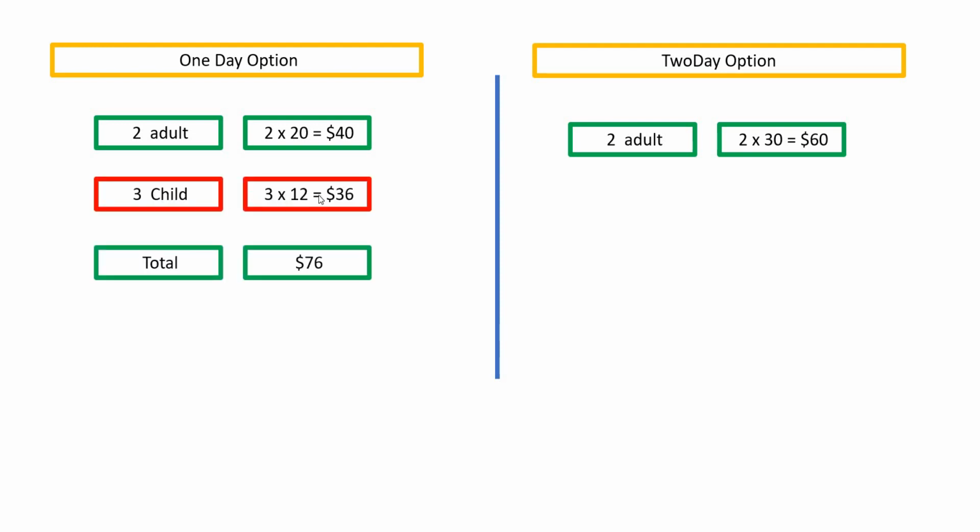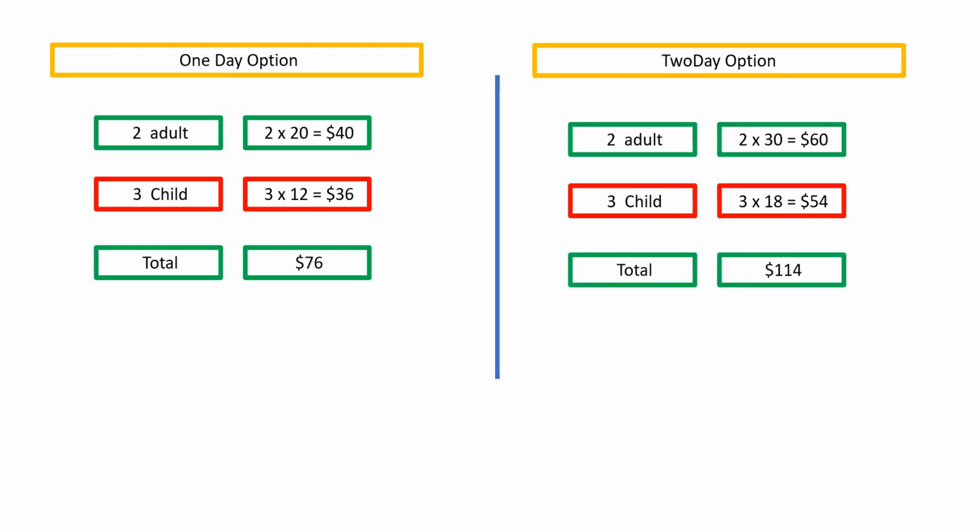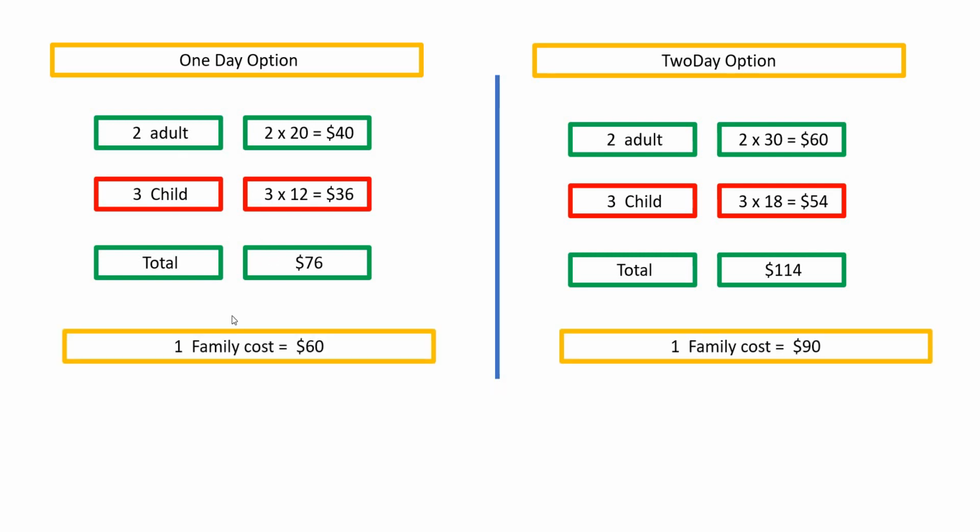3 children, 3 times 12, that is 36, and total amount is $76. In this case, 3 children, 3 times 18 equals $54. Total cost is 114. But one family cost, if you take one family ticket, that is $60. This offer is better than going one by one for adults and 3 children separately. One family cost is the better choice. For 2 days, total cost is 114 and one family cost is $90.